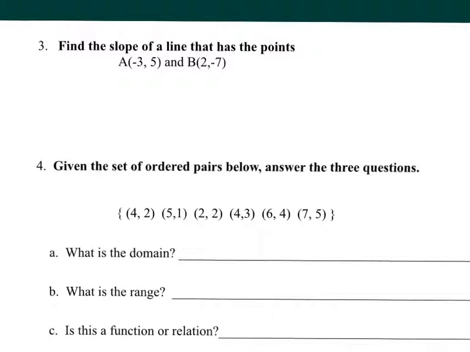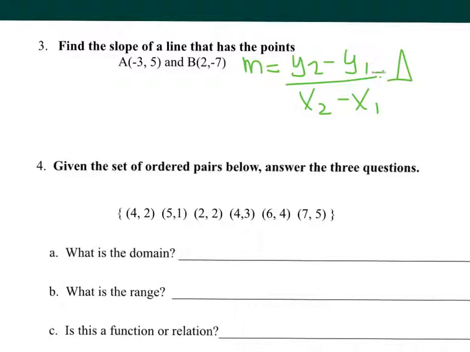Let's find the slope of the line that has the points A (-3, 5) and B (2, -7). We can start off by remembering the formula for the slope of a line. The slope, m, is going to equal the difference of y sub 2 and y sub 1 over the difference of x sub 2 and x sub 1. Basically we're looking at the change in the rise, or the vertical movement, over the change in the run, or the horizontal movement.